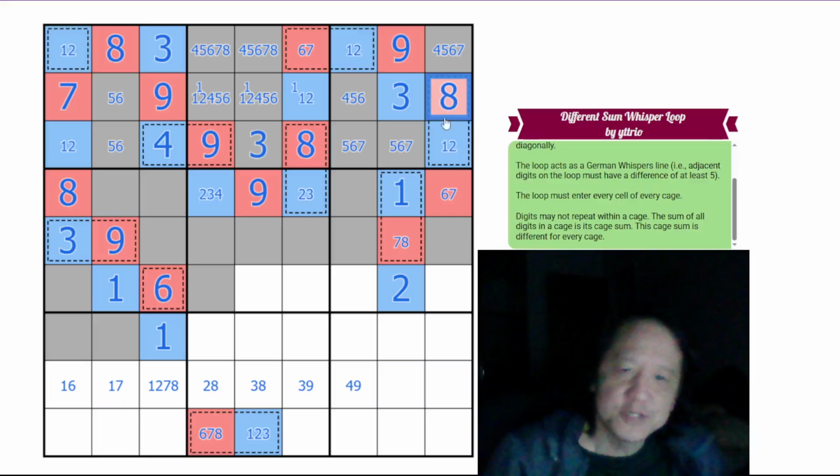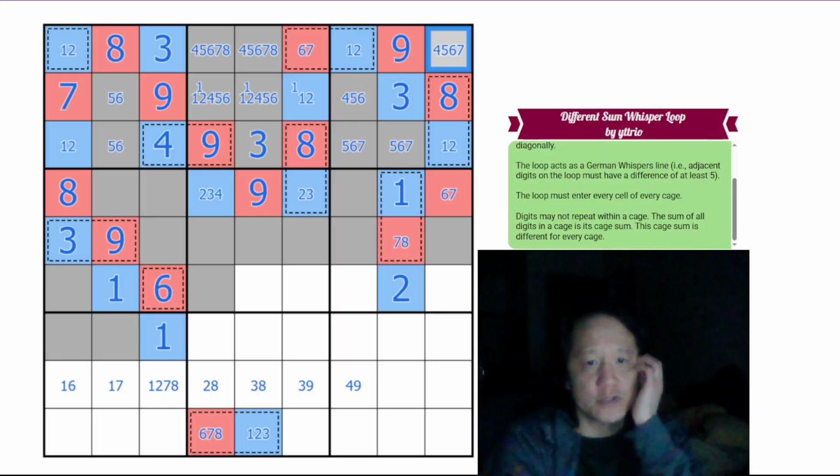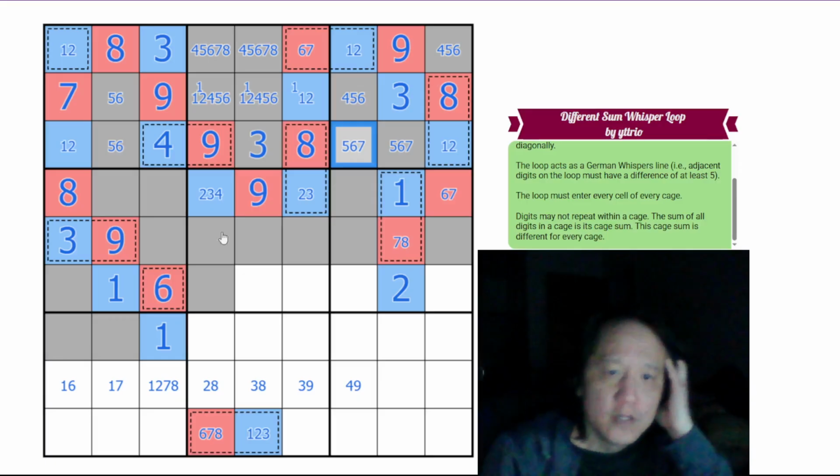This is interesting. If this is 8, 2, that guarantees this is 7 and 1. So therefore, this would have to be 1 and 8 here. One of these is guaranteed to be a 2. So it must be next to a 7 in one of these spots, which means this cannot be 7. Also, we have a 4, 5, 6, 7 pair here. So this is guaranteed to be 7 here.